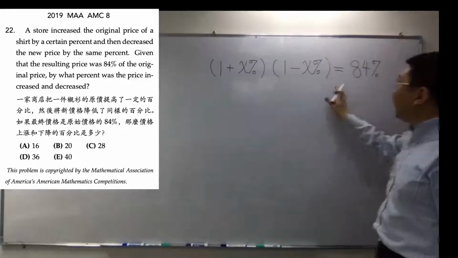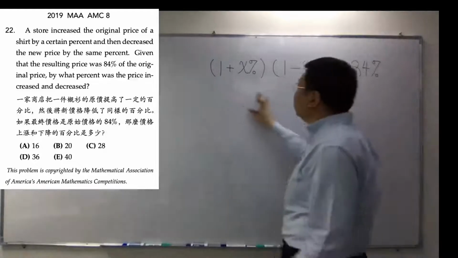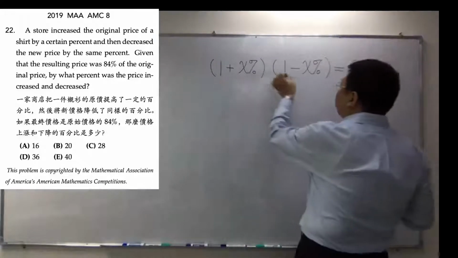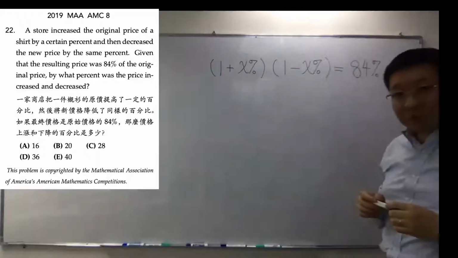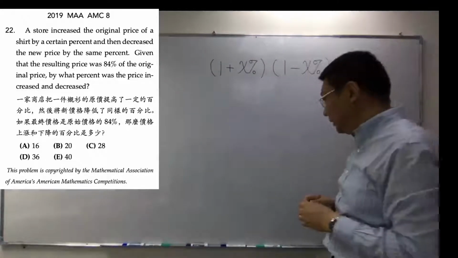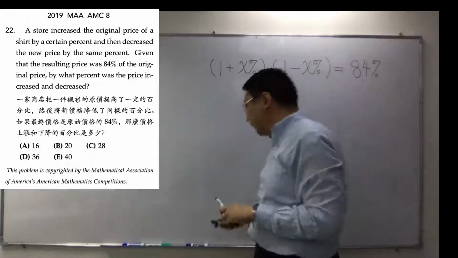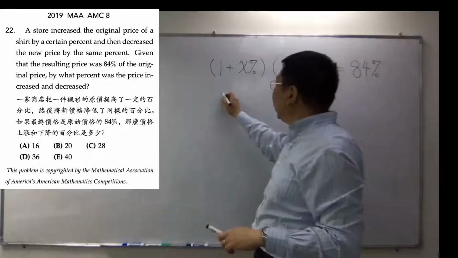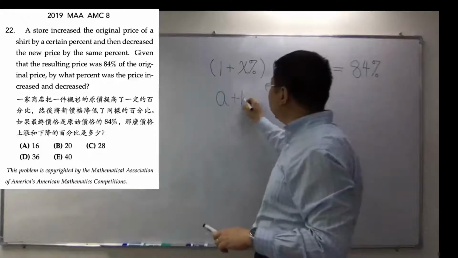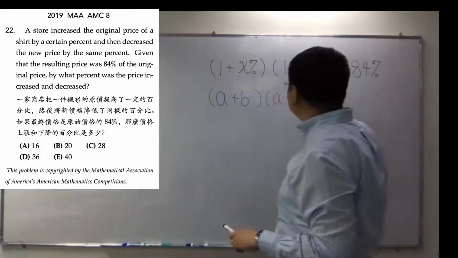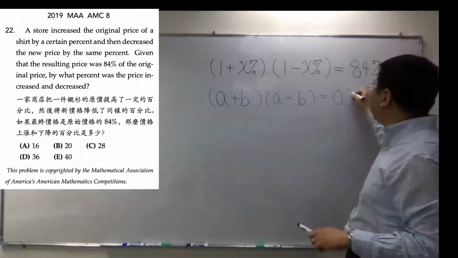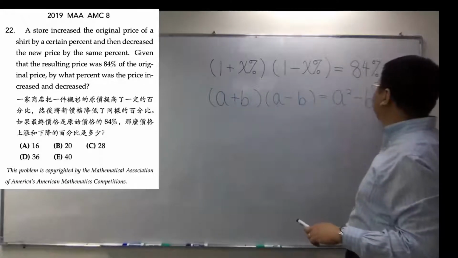And once you have this kind of expression, two numbers add up, two numbers are different, and then you make a product, you should remember one very basic formula. And that formula is what? A plus B times A minus B equals A squared minus B squared.